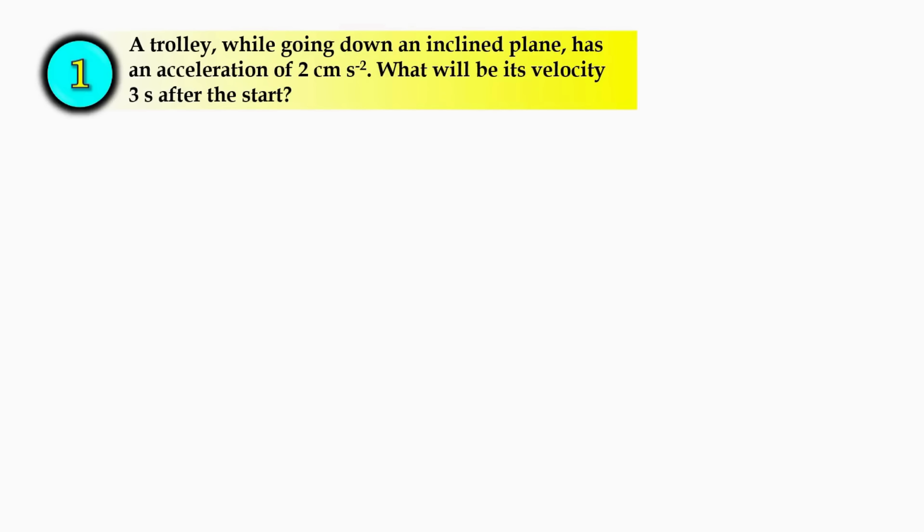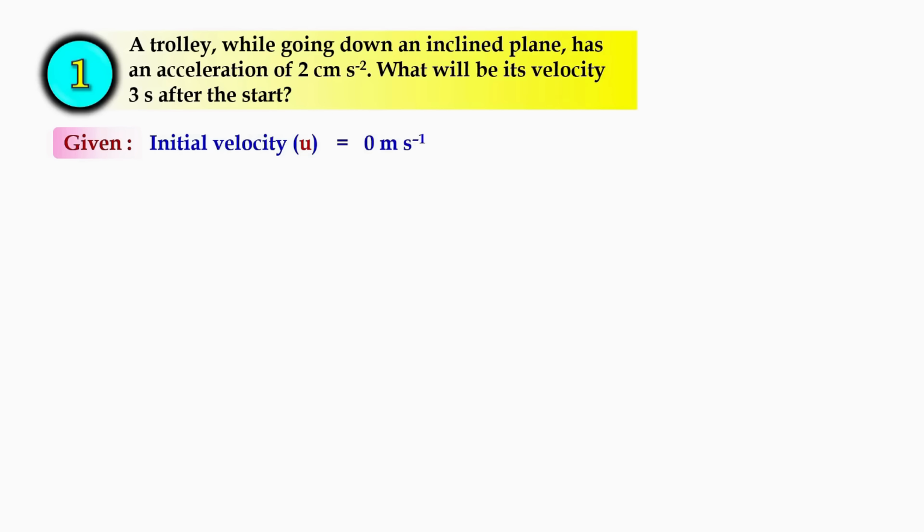Now let us solve a numerical problem based on the first equation of motion. A trolley moving down an inclined plane has an acceleration of 2 centimeters per second squared. We need to find the velocity of the trolley after 3 seconds from the start. First, let us write the given values. The initial velocity is 0 meters per second because the trolley starts from rest.